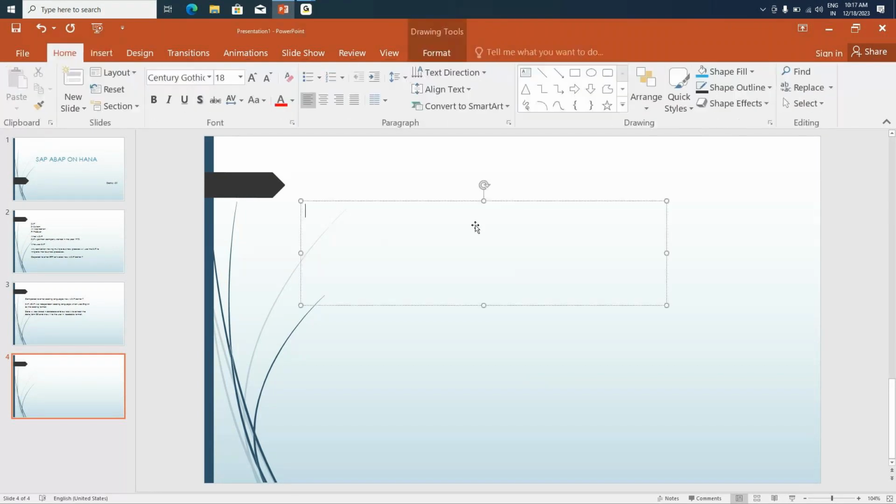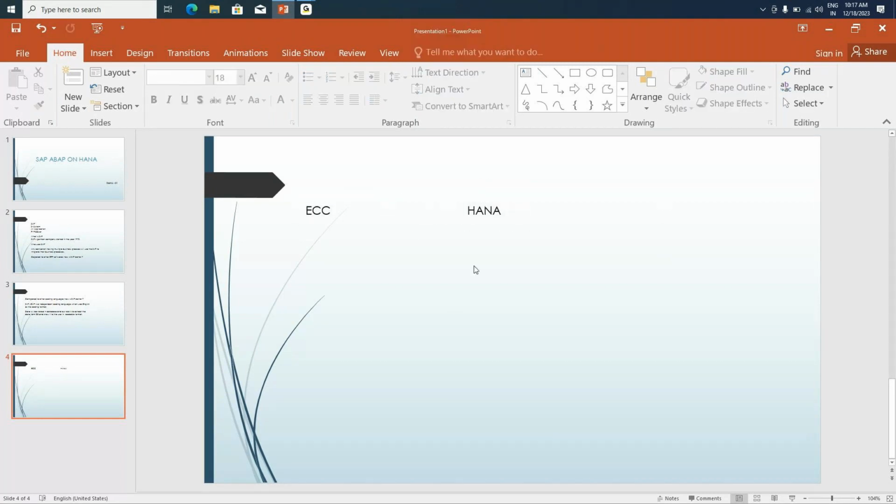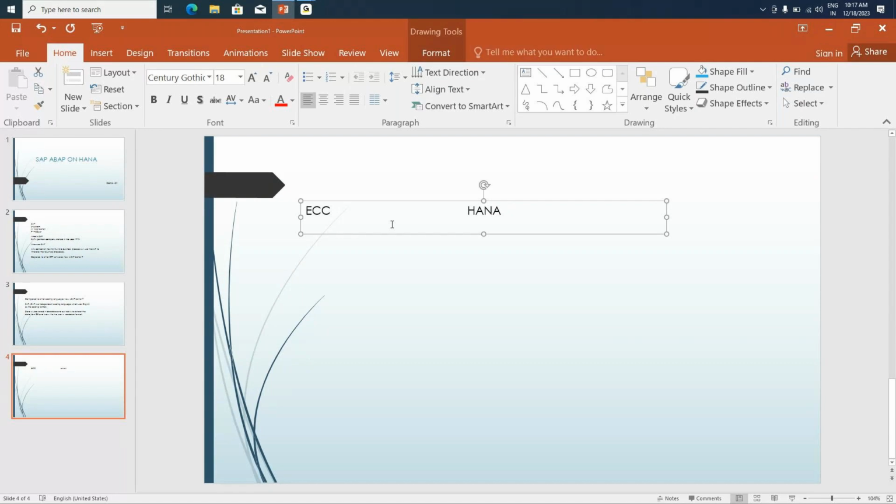If not the HANA system, what is the other system? In general we have two systems. One is the ECC system, and the second is the HANA system. So ECC and HANA. There are not many differences in the coding languages when you talk about ECC or HANA. Even if you are trained in ECC, you can also support HANA too.